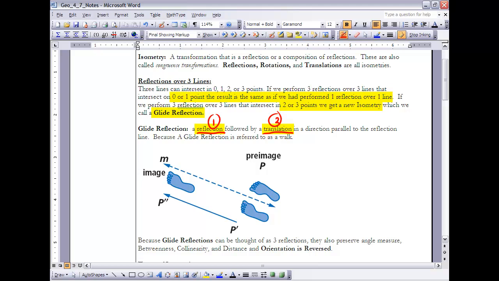Okay. Because a glide reflection can be thought of as three reflections, they also preserve angle measure, betweenness, collinearity, and distance. All those things that have been preserved in all reflections, but just like reflections, orientation is reversed.